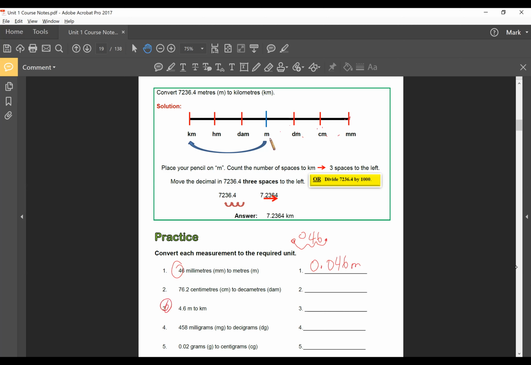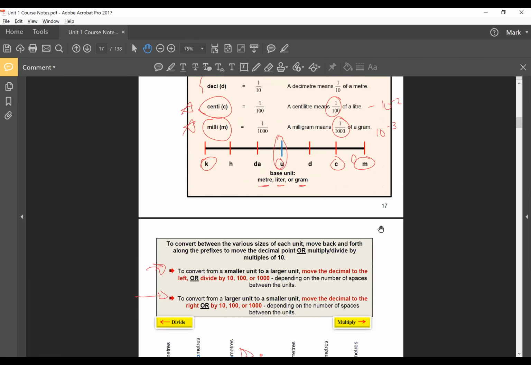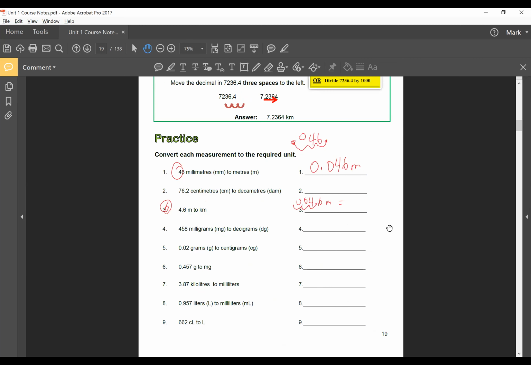So let's look at number 3. 4.6 meters to kilometers. Now we basically already did this one. I'm going to go 1, 2, 3 spaces to the left. So I do the same thing here. 4.6 meters. 1. Now look at this. So 2, 3. I'm going to have to add 2 zeros there. Whoops, sorry about that. My wrist hit the keyboard. 0.0046 kilometers.